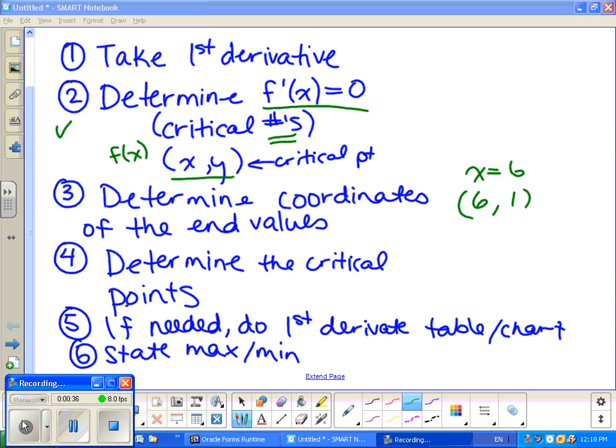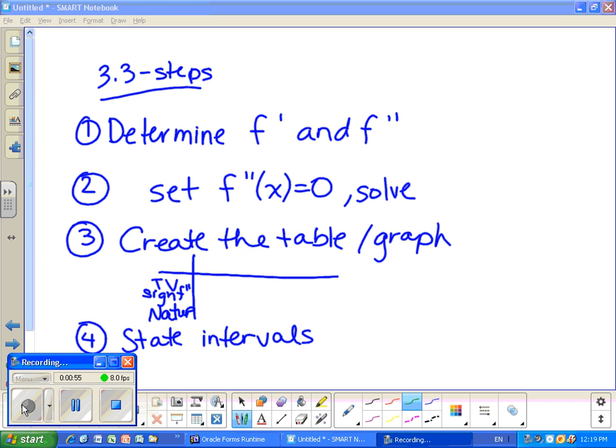Yep. Once you have your end coordinates and your critical points, then you need to set up your chart just like we did in 3.1. So you'd have your test values, your sign of f prime, and the nature of the graph. I'm going to show you how this works in the example after, and then you're going to state your max min. So this process is very similar to what we've done in 3.1 and 3.2. The only difference is that you're working with the f prime.